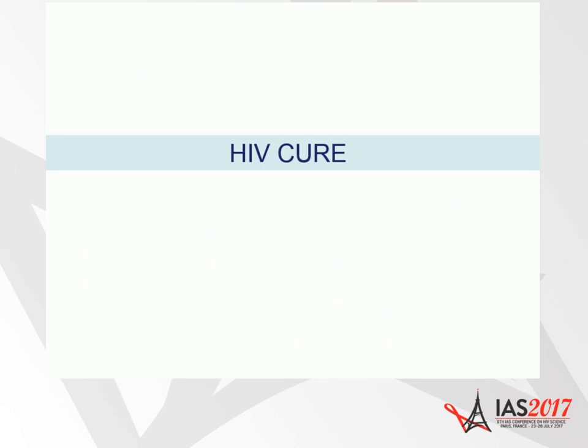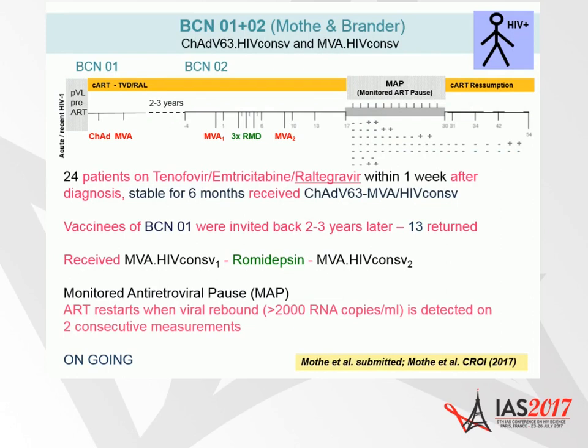So as for HIV cure, we have tested the immunogenicity for the first time in individuals infected and treated early, within 1 week after diagnosis, stable for 6 months, and then they received this first generation chimp adeno prime MVA boost. And then 2 to 3 years later, we invited these patients back. They receive MVA, 3 doses of romidepsin and MVA, and 8 weeks later, we stopped the antiretroviral treatment. Individuals would be put back on antiretroviral treatment if they have 2 consecutive RNA measurements of 2,000 copies per mil. This trial is ongoing.